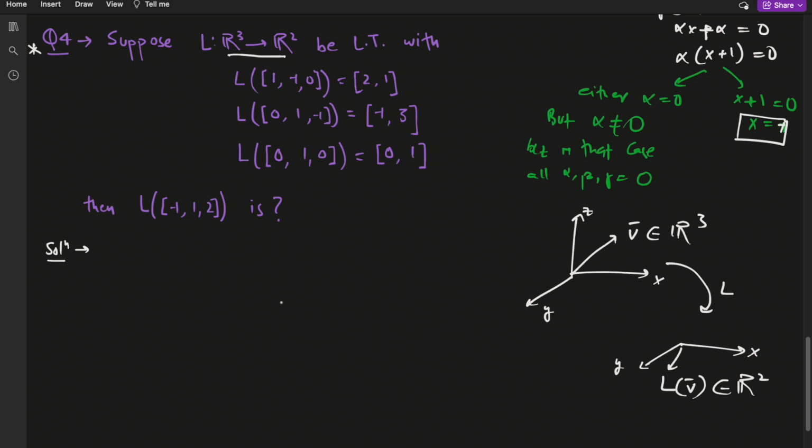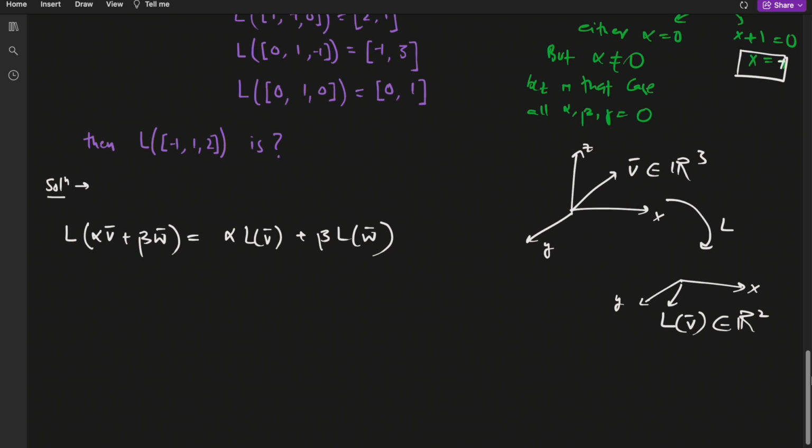So how will we proceed with this question? We have seen in our previous lecture that if we have a linear transformation, then L of alpha times v plus beta times w is nothing but alpha times L of v plus beta times L of w, right? This is the property of linear transformation. This is the property of linearity. We will apply the same concept here.